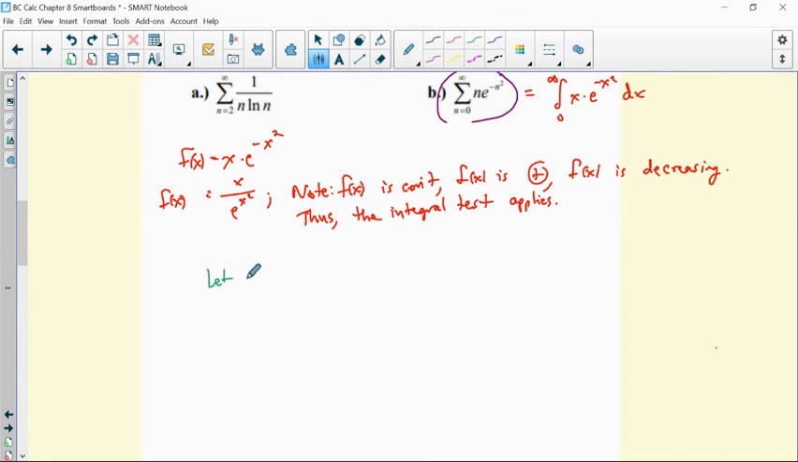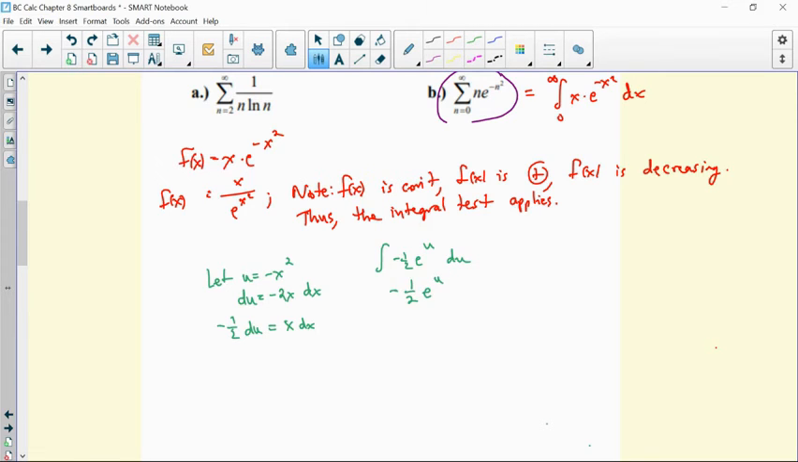So let's let u equal that negative x squared. So the derivative is negative 2x dx. We just have the x dx, so I'll need a negative half du is equal to x dx. So again, I'm sort of going to temporarily ignore the bounds just to get the antiderivative, and that's okay. So it's negative 1/2 e to the u du, which is its own antiderivative. So we get negative 1/2 e to the u.